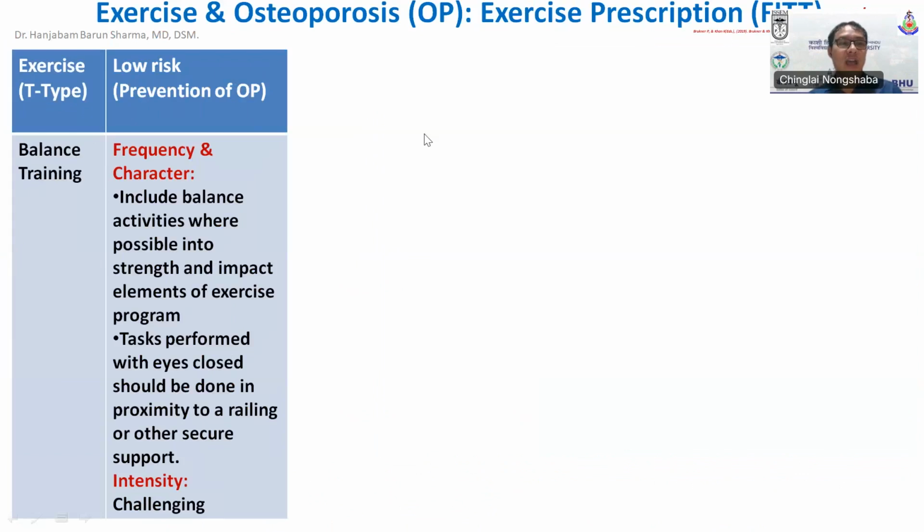Similarly, for the balance exercise, you can see that for low risk balance exercise activity, you have to incorporate it with the strength and impact element of the exercise. Balance training can be incorporated. These tasks can be performed with the eyes closed. But you should do it near a railing or some secure support, in order to prevent any kind of fall. So the intensity of this exercise has to be challenging.